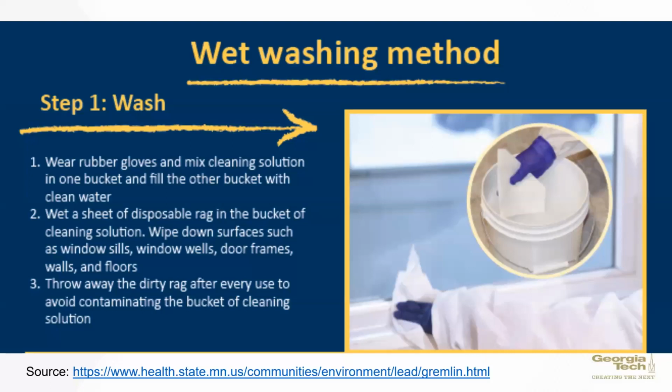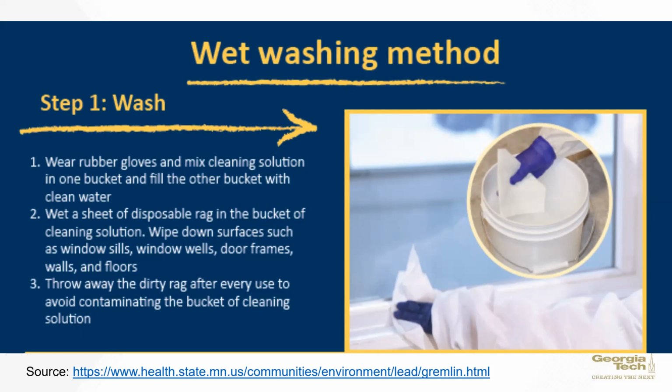So the way this procedure takes place is you put on rubber gloves and you mix a cleaning solution in one bucket. That would be any type of mild detergent. And then you fill the other bucket with clean water. And so you dip a sheet of a disposable rag in the bucket with the cleaning solution and you wipe down the surface. It might be your windowsills, your window wells, your door frames. It could be the walls or the floors. Maybe it might be the entryway to your house where you come in at the end of the day and before you take your shoes off. So maybe that's the area you want to be focusing in on.